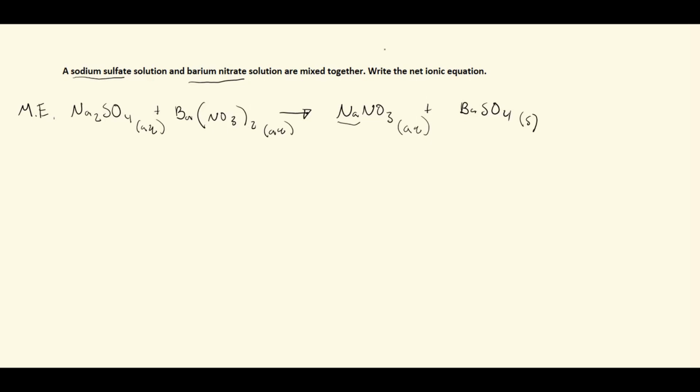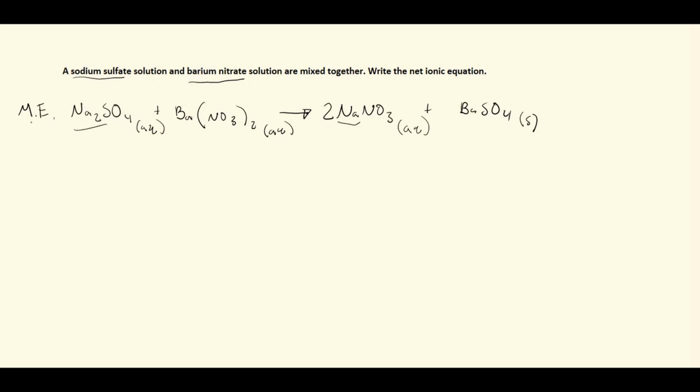However, barium sulfate is an exception and it is insoluble, so we're going to label this as being solid. And then we just make sure that this reaction is balanced. We have 2 sodiums here. We only have 1 there, so we're going to go ahead and put a 2 here. We have 1 sulfate, we have 1 barium, and then we have 2 nitrates, so we're good.